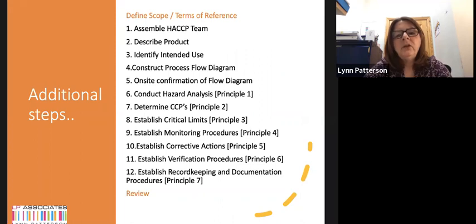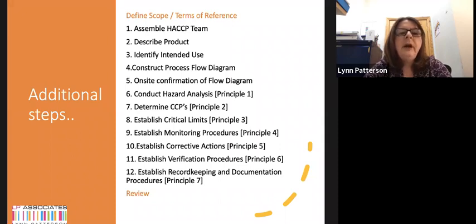However, it's very well documented that we should include defining your scope and terms of reference. So I've added that at the top. And finally, at the end, review. And in fact, legislation does mention the need for review. So that has clearly been added into European legislation.